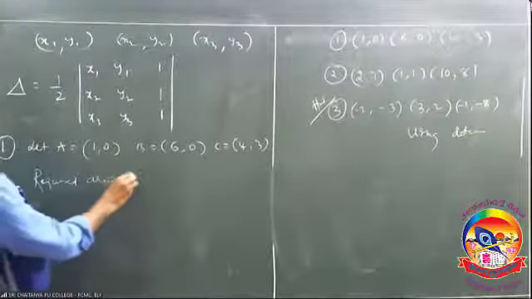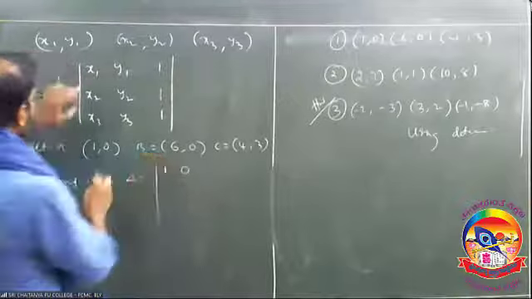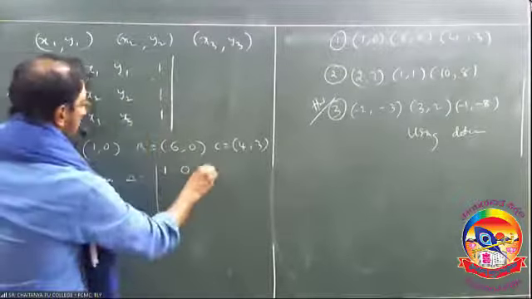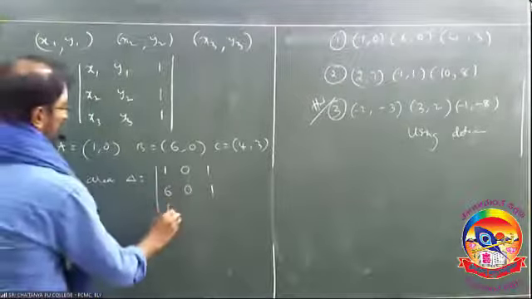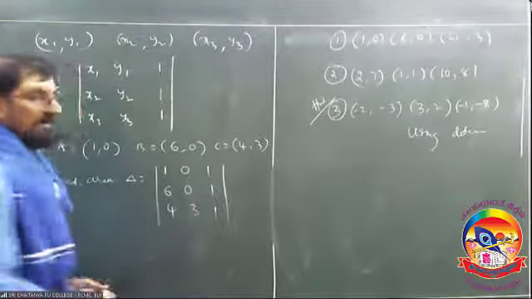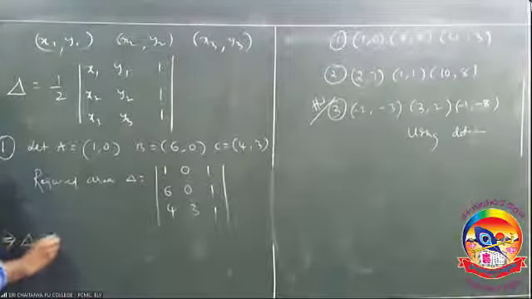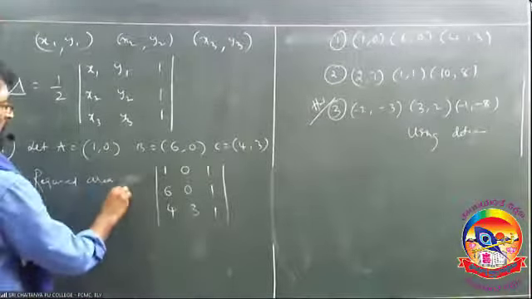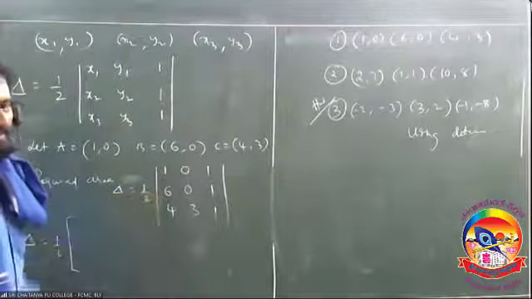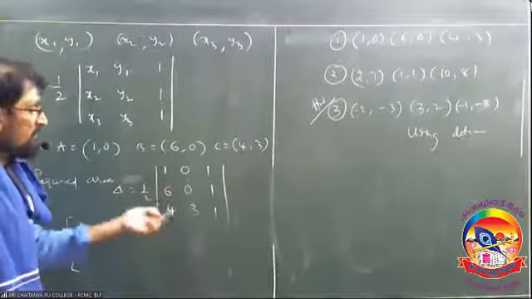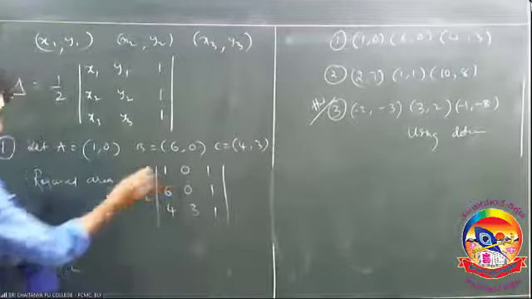Now, therefore, the required area delta is equal to the determinant with rows x1, y1, 1; similarly x2, y2, 1; x3, y3, 1. I hope you understood this point. Which implies delta, meaning area, is equal to 1 by 2 into the determinant. You can expand this determinant as you wish, according to C1, C2 or C3 or R1, R2 or R3. But it is better to go through R1 only.